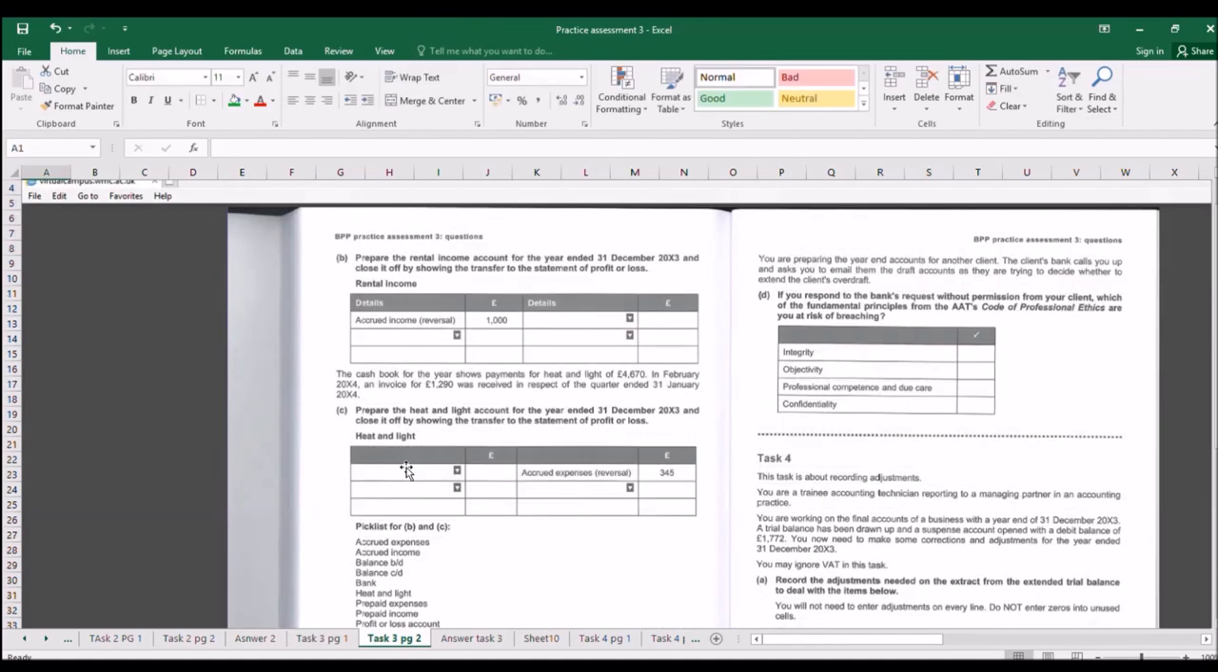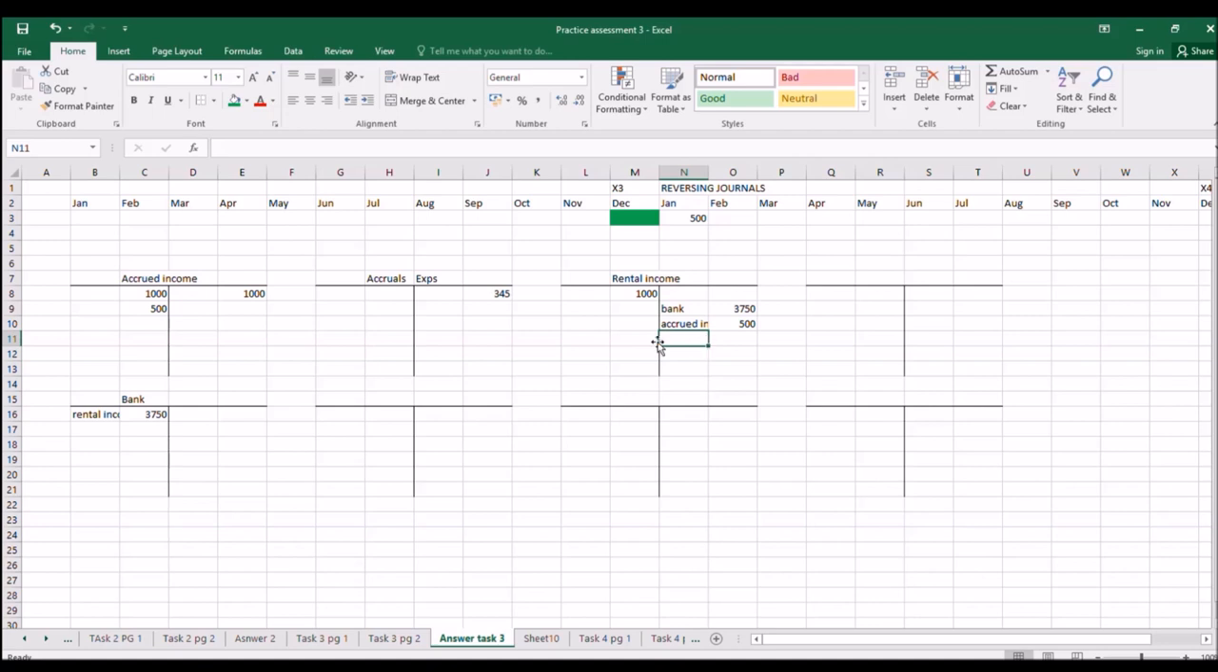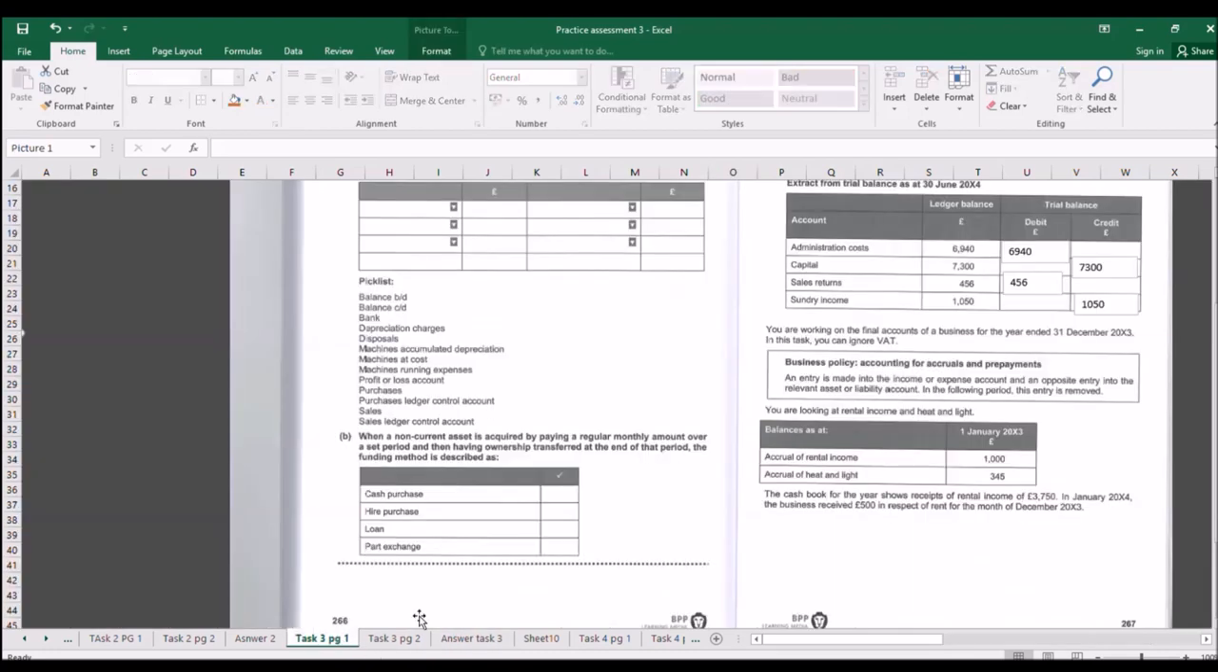Go over the page. Prepare the rental income account for the year to 31st of December. Close it off by transferring it to the profit and loss account. Okay, so let's close this off then. This will be here. So our transfer to the P&L is going to be equal to that plus that minus that. We'll close off our account in here. I'm not going to put it into the individual boxes because it's just a bit of a waste of time. Right, so that's the first bit.